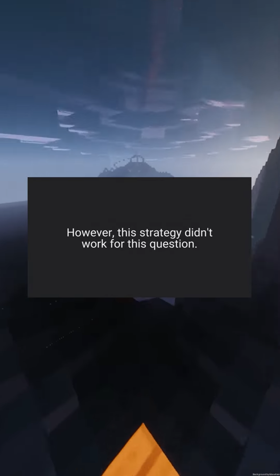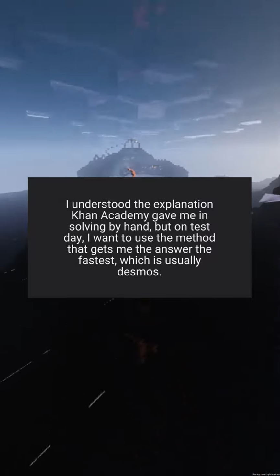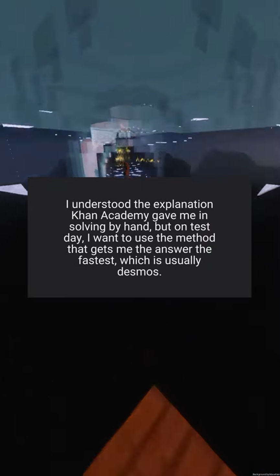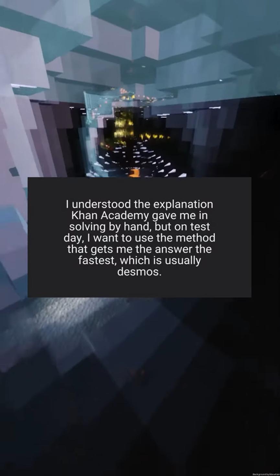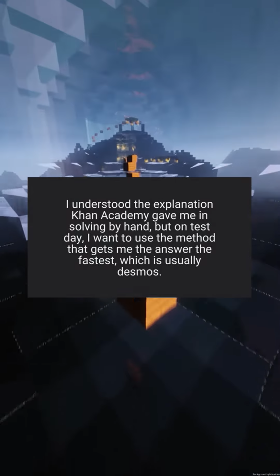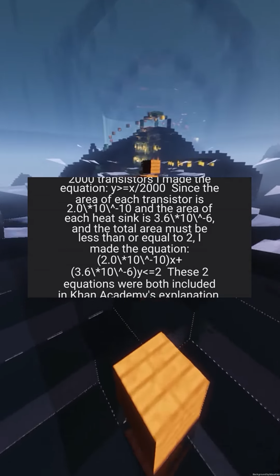However, this strategy didn't work for this question. I understood the explanation Khan Academy gave me in solving by hand, but on test day, I want to use the method that gets me the answer the fastest, which is usually Desmos. Here are my steps for plugging into Desmos.